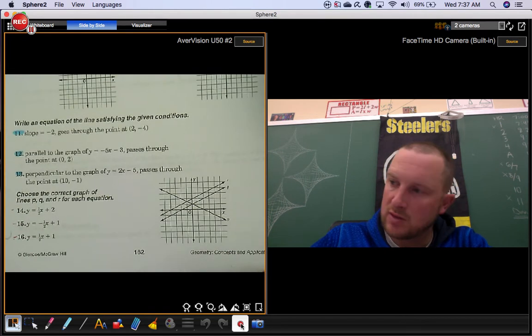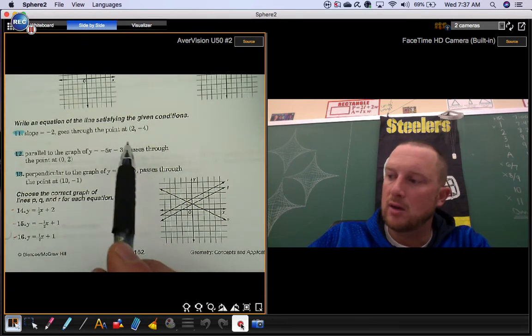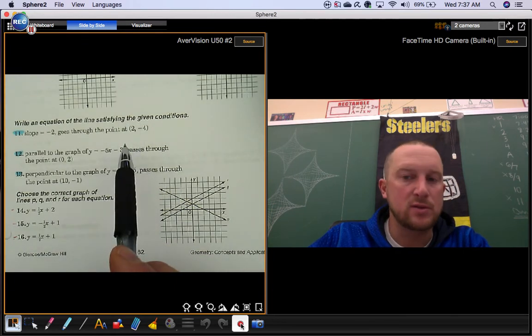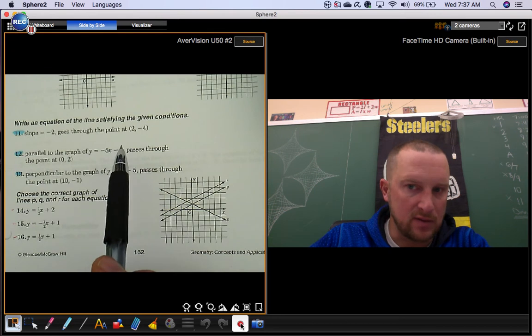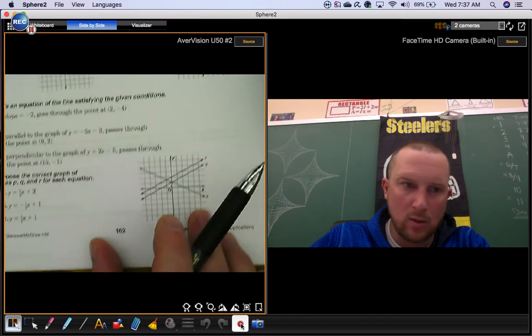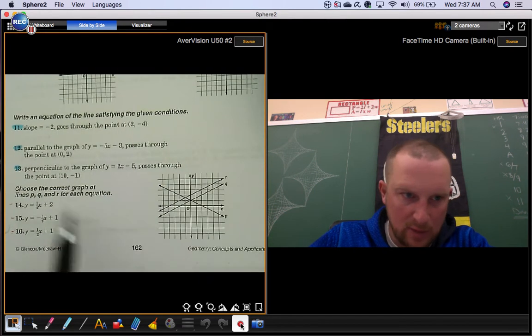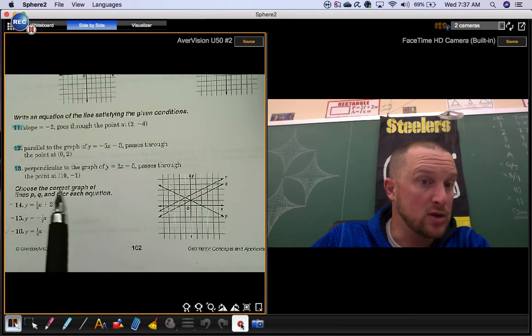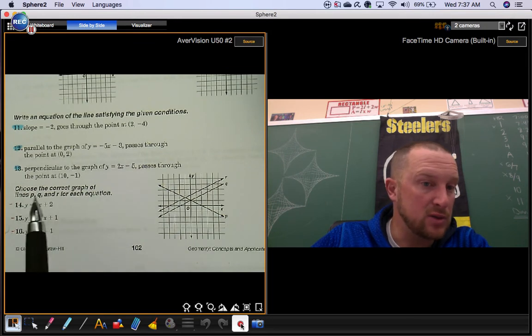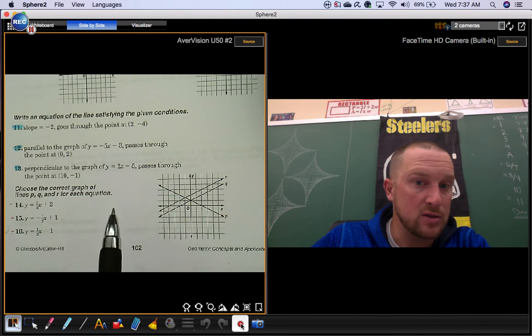Numbers 11, 12, and 13 use completely different skills. So we will cover these in a different video. What we'll look at right now will be numbers 14, 15, and 16. We're going to choose the correct graph of the lines P, Q, and R for each equation.